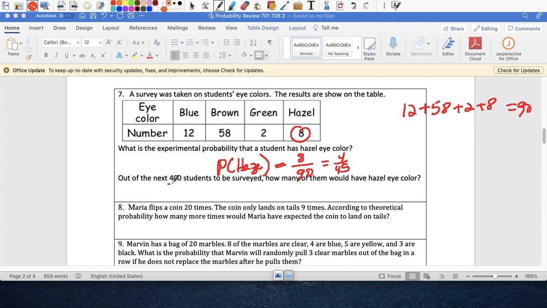So the question is, out of the next 400 students to be surveyed, how many of them will have hazel eye color? Well, now you know what to do, right? We take this 4 out of 45, that ratio, and we multiply it by 400. 4 over 45 times 400. We're going to get, simplified, 35 and 5/9. Now you can't have 35 and 5/9 of a person, so this is going to change to 36. Okay.